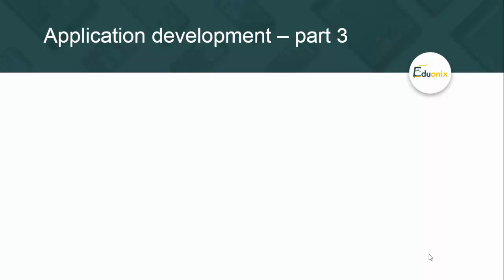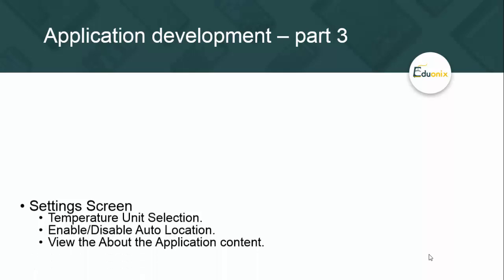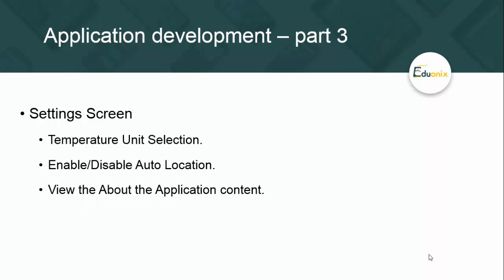We are going to use the same procedures of fragment creation to implement the following functionalities: temperature unit selection, enable-disable auto-location, and view the about the application content. We need to navigate to the settings screen first. It's discussed in the coming slide.